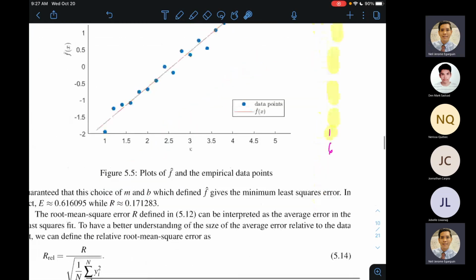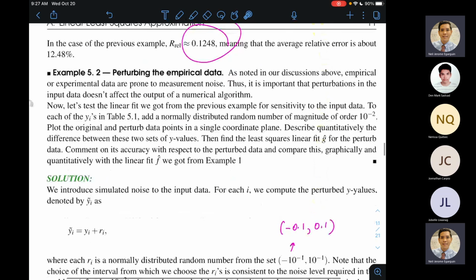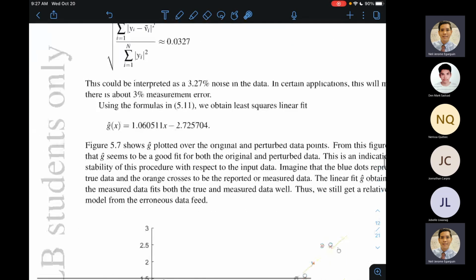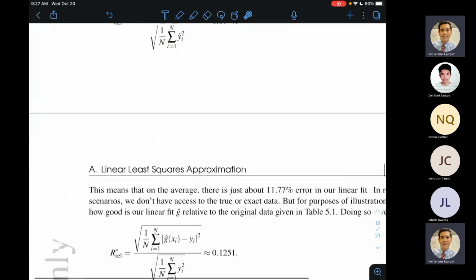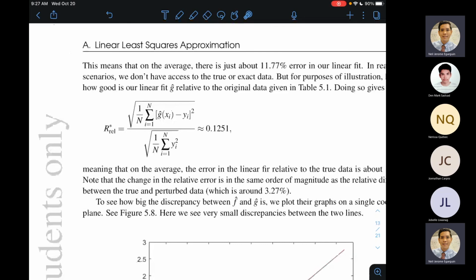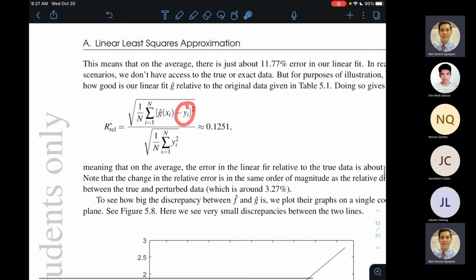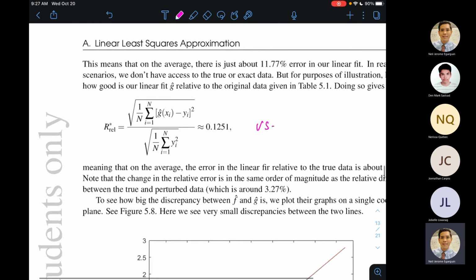Ang error kay F hat ay, ang relative error ay 12.48% gamit si F hat. Tapos ginamit na natin doon yung perfect data. Pero dito kay G hat, gumamit tayo ng erroneous data or perturbed data. Pero yung error with respect to the actual data ay 12.51% lang.